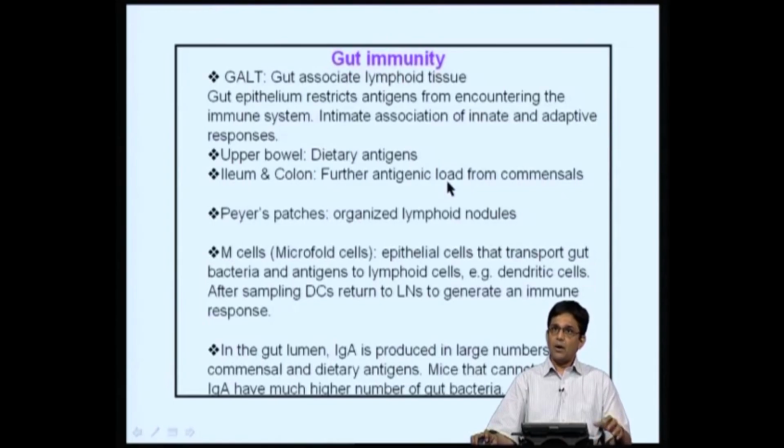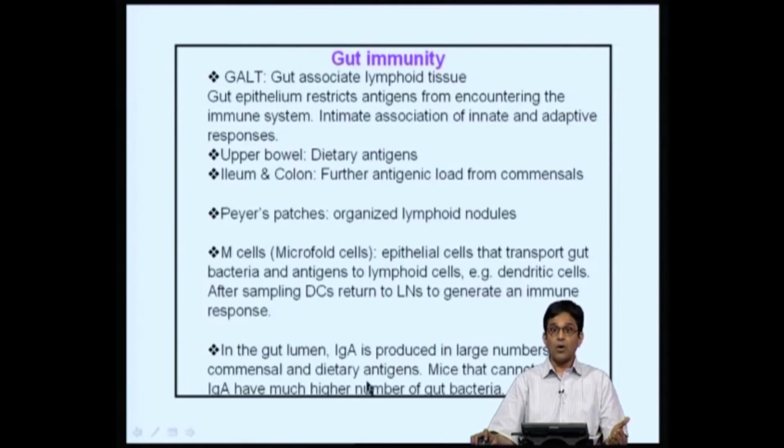Over here in the intestine you have specialized patches of organized lymphoid tissue known as the Peyer's patches, and among the important cells which are responsible for uptake of antigens and then giving them to the dendritic cells and the other cells in the lymphoid tissue are the M cells. These are epithelial cells, but they play an important role in this process. The IgA that is present in large numbers in the gut lumen also plays an important role.